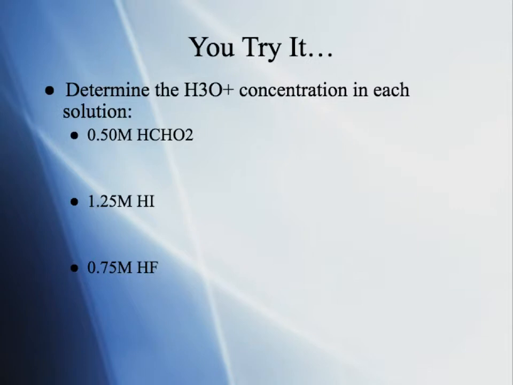Okay, so first off, go back and look at our lists of strong acids versus weak acids. If it's a weak acid, then the hydrogen ion concentration is going to be less than the molarity you start with. If it's a strong acid, it's going to completely fall apart, and it's going to be equal to what we started with.